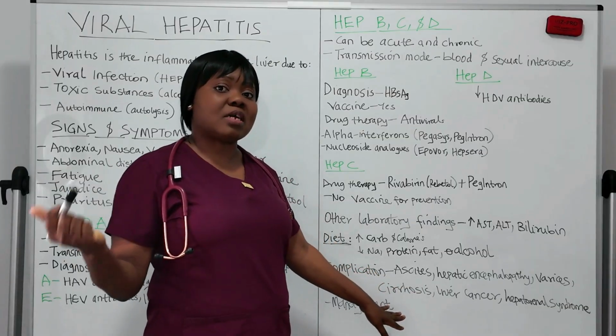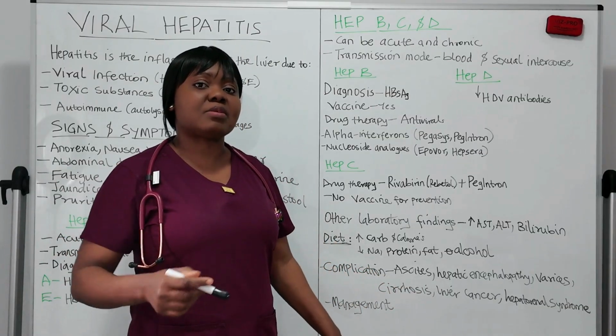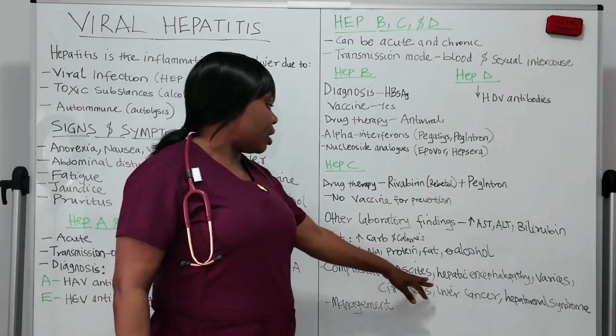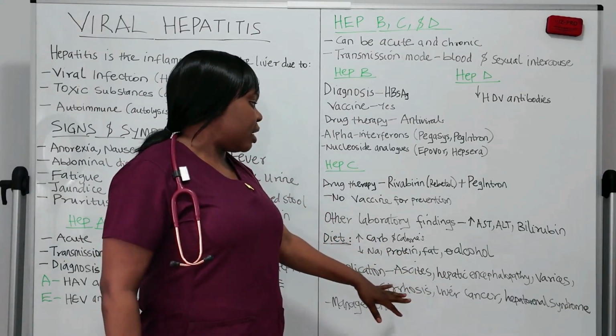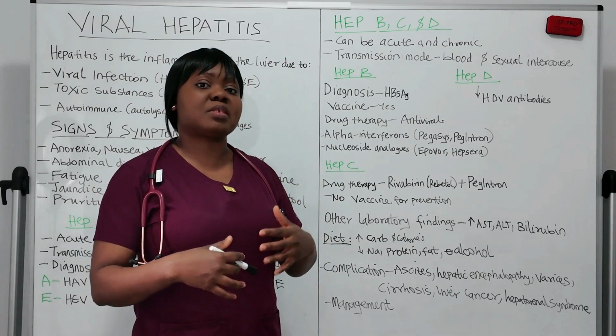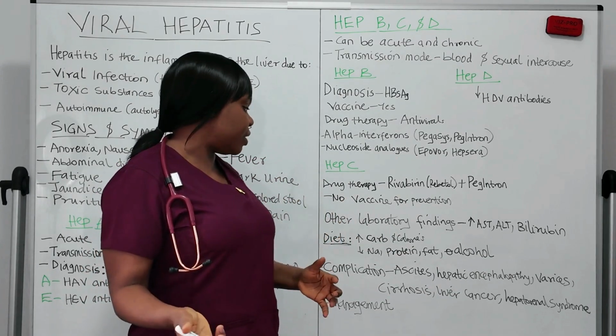Cirrhosis is another one. We looked at cirrhosis before, where healthy liver cells are replaced with scar tissue. Another one is liver cancer. And then we have hepatorenal syndrome. This is where the kidney becomes involved and the kidney can experience failure.